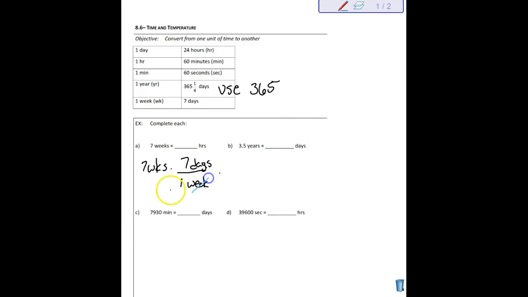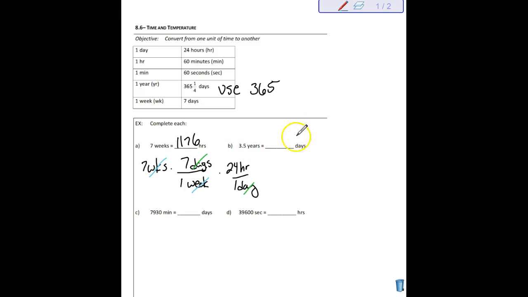And then we also need to go from days to hours. So we know that there are 24 hours in 1 day. So now our days will cancel, and we need to just do some multiplication in order to figure out how many hours we have here. Of course, I want to see your work on these problems in order to get them. So I came up with 1,176 hours is the same as 7 weeks.